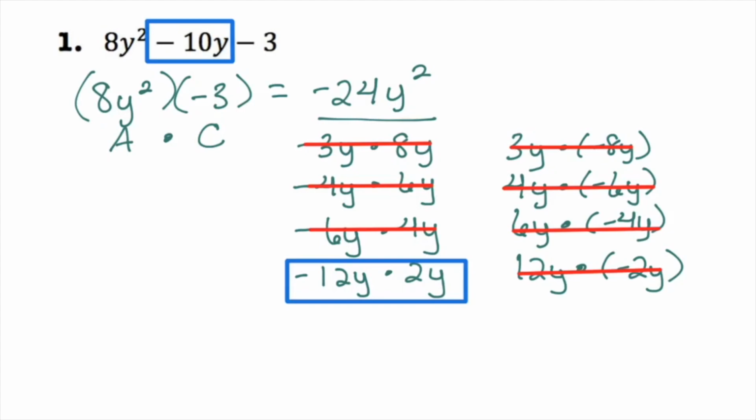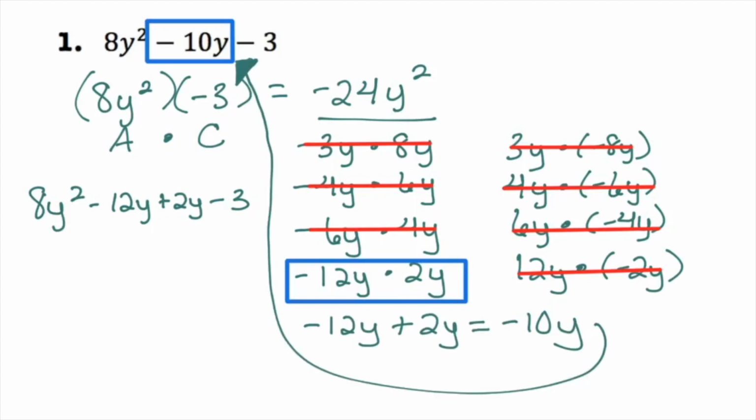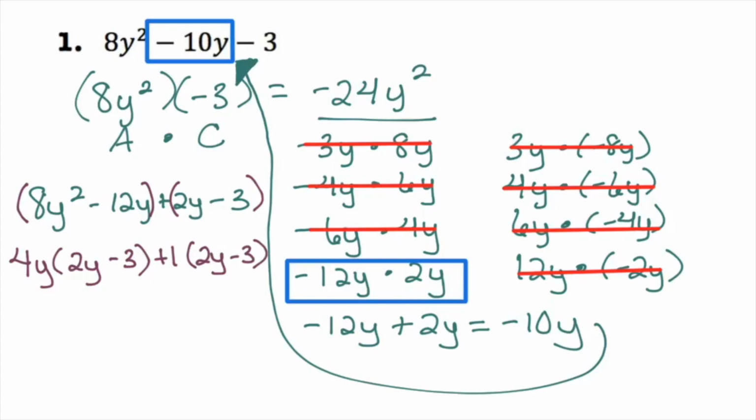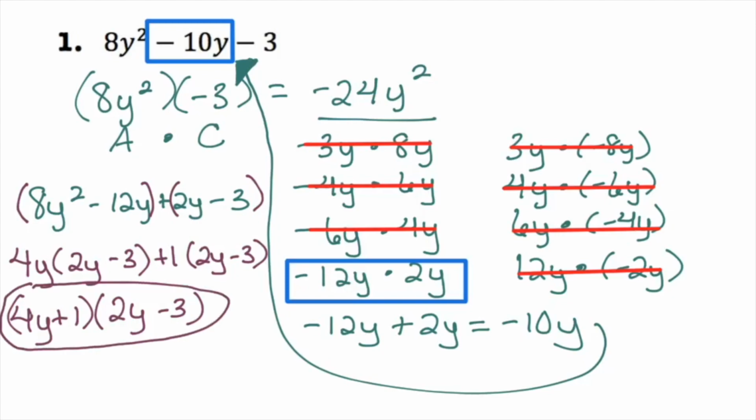So we're going to change our original equation, our polynomial, from 8y squared minus 10y minus 3 to 8y squared minus 12y plus 2y minus 3. So we just expanded that negative 10y out into the two terms that we found. Now you're going to group and factor. So parentheses around each grouping, find the GCF of the left and the right, and put your two GCFs in one parentheses and your common binomial in the other. Those two parentheses are multiplying each other, so there's no sign in between, and that would be your final answer.